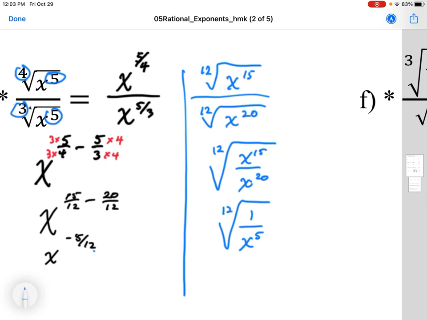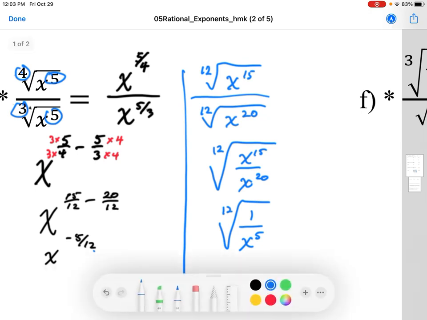But in both cases, it is good to recognize that getting this common index of 12 is the same process as getting a common denominator of 12 in the powers when we subtract the powers here.